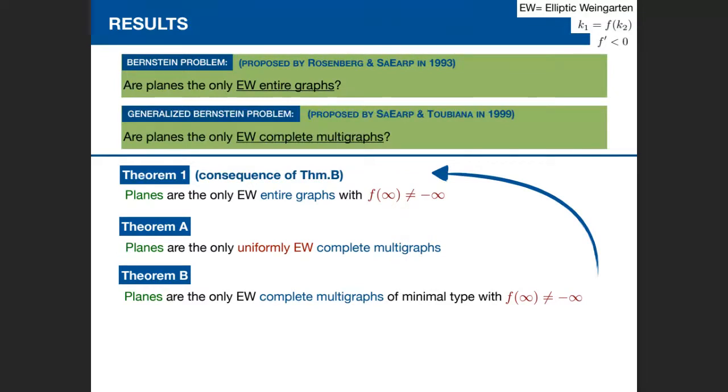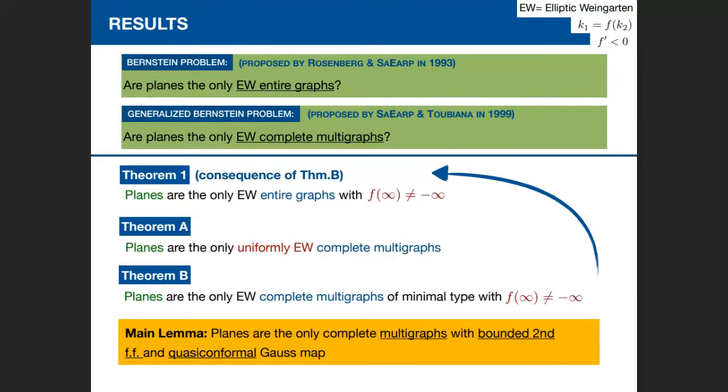And these two results are based on this main lemma that we prove, which I'm going to state here, and it has nothing to do with Weingarten surfaces. Actually, it is for surfaces with quasi-conformal Gauss map. Okay, so I'm not going to prove the main lemma right now. I will leave the proof for the final part of the talk. And I'm going to sketch now the proofs of theorem A and theorem B, assuming the main lemma, okay?